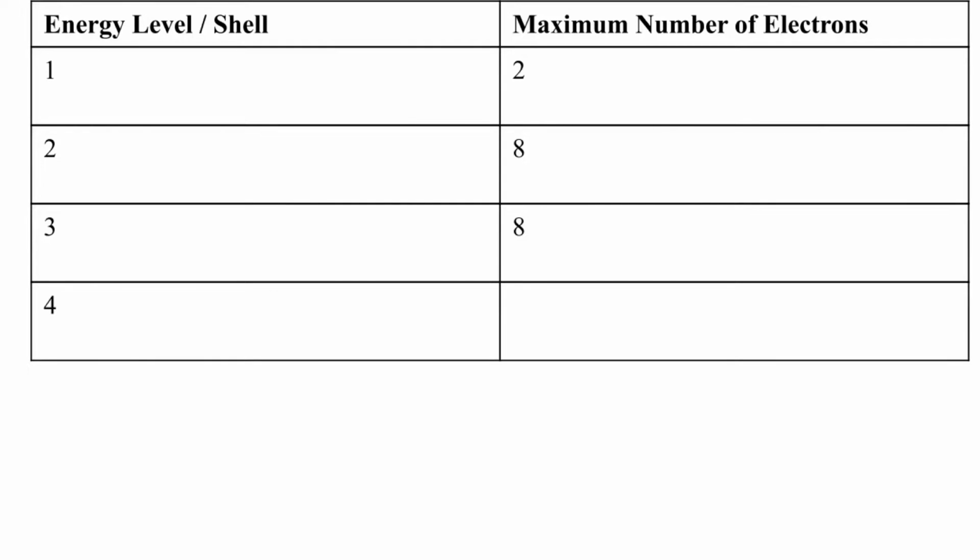The first energy level, the closest one to the nucleus, can hold up to 2 electrons. When that shell or energy level's full, we move on to the second one, which is bigger, and that can hold up to 8 electrons. Now the third one, as far as we're concerned at GCSE, if you learn its maximum of 8 electrons, that will get you through GCSE.